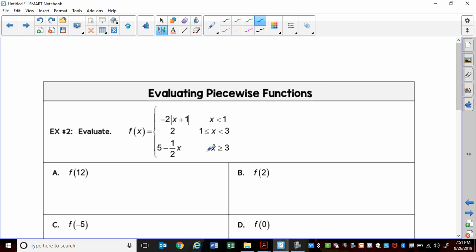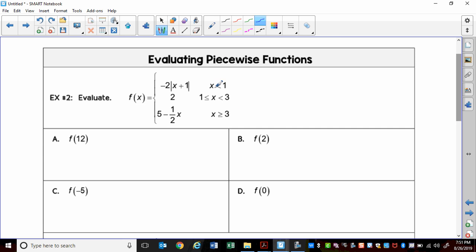Evaluate this piecewise function. Okay, so this gives us our domain: when x is less than 1, when x is between 1 and 3, including 1, not including 3, and when x is greater than or equal to 3, we use this one. So let's substitute in 12. 12 is greater than 3, so I have to use this one. So this one is 5 minus 1/2 when x is 12. 1/2 of 12 is 6, so 5 minus 6 equals -1.